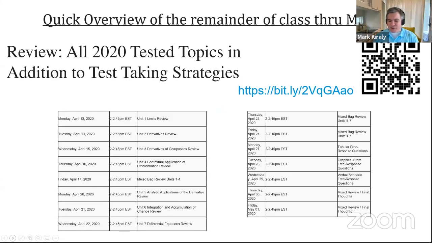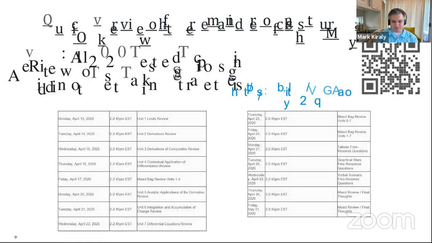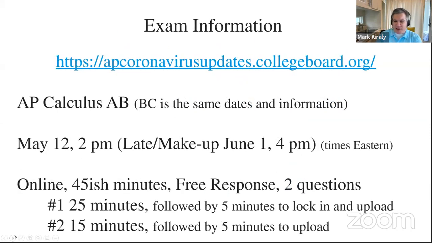Here's a schedule for the remainder of the weeks. You don't have to take a screenshot or come back later and pause it, or hold your camera up to that QR code. Where are we? We are right around Monday, April 20th. We're about halfway through this. If you want to know what we did in the past, that's what we've done in the past. We are aiming for May 12th, 2 Eastern, 1 Central for me, the actual exam, with late exams after that. It is 45-ish minutes, a 25-minute FRQ and a 15-minute FRQ, and hopefully we will prepare you for that as best as we can.